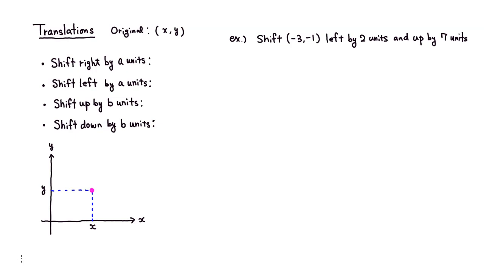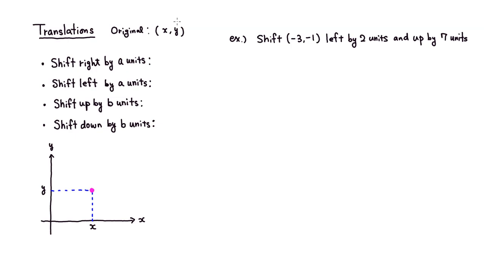All right, let's look at translations. Let's say you want to shift points. If you have an original point, I'm going to just call it x comma y, what happens to the coordinates if you shift the point to the right by a units?